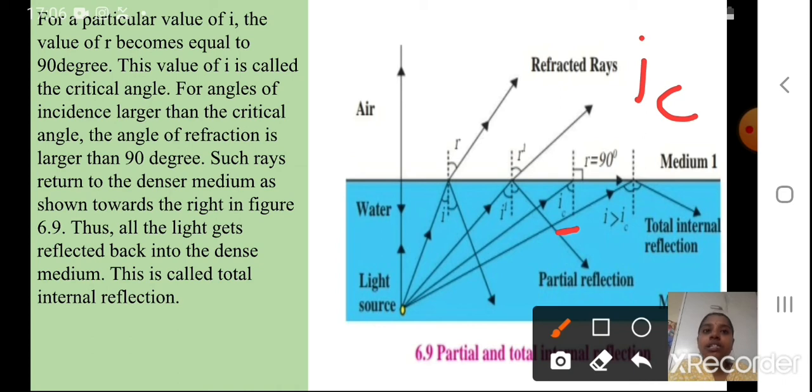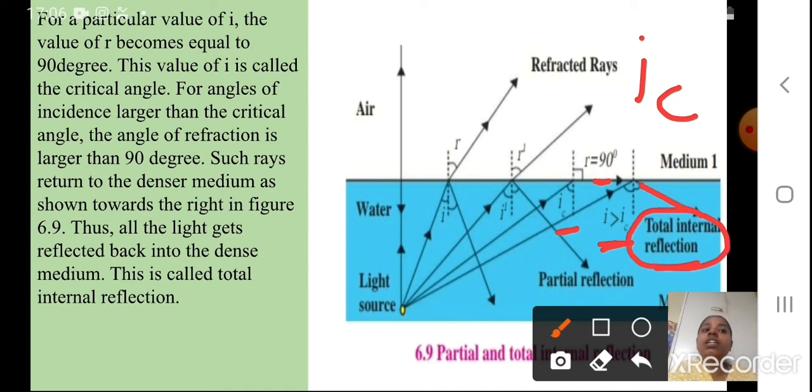For angles of incidence larger than the critical angle, the angle of refraction is larger than 90 degrees. Such rays return to the denser medium, as shown towards the right side of the figure. If the angle of incidence is greater than the critical angle, then the light ray will come back into the denser medium. Thus all the light gets reflected back into the denser medium. This is called total internal reflection.